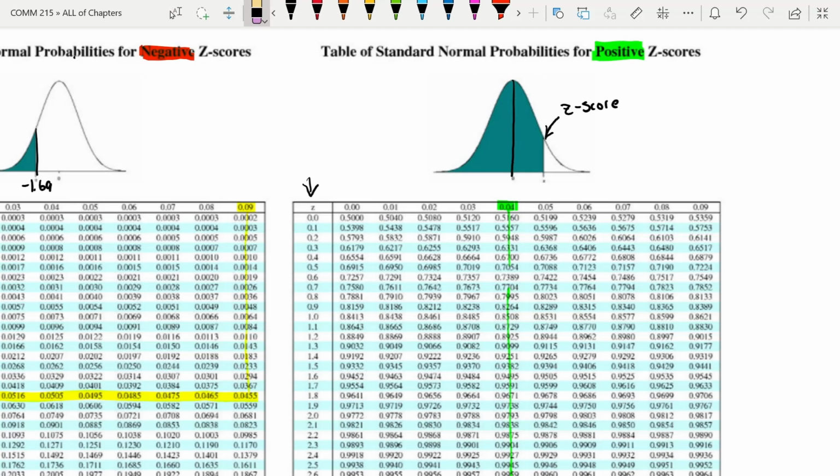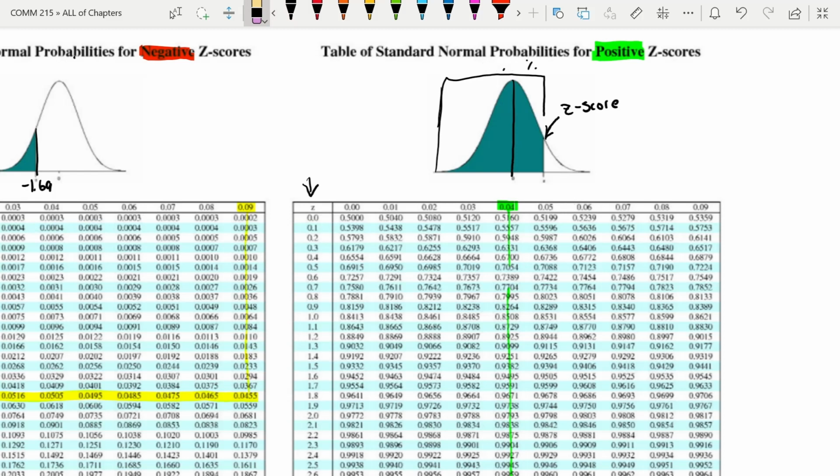So I hope that makes sense. And like the example I gave before, if this is 99.69%, the area to the right would be 1 minus your area to the left, so 100 minus 99.69, and this would be 0.31%.